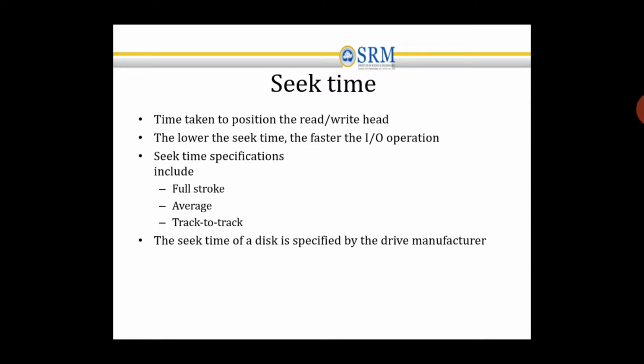Full stroke is the time taken by the read-write head to move across the entire width of the disk, that is, to move the complete rotation at a stretch from the innermost track to the outermost track. And average is the average time taken by the read-write head to move from one random track to another track. Normally, it could be listed as the time for 1/3 of the full stroke comparatively.